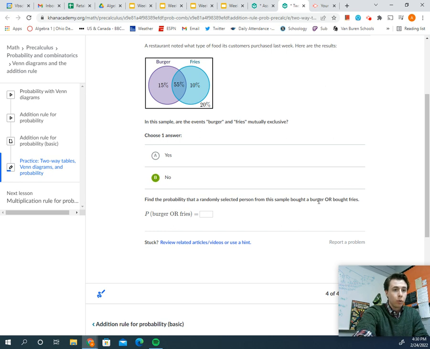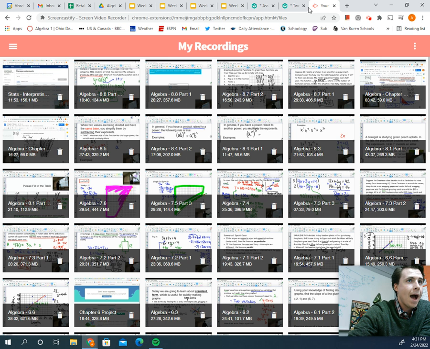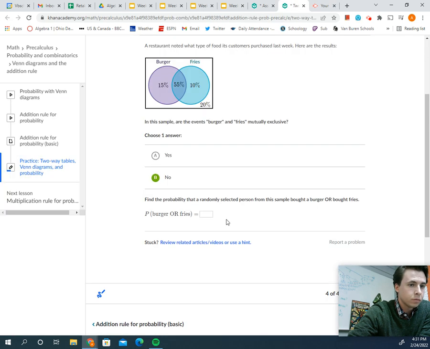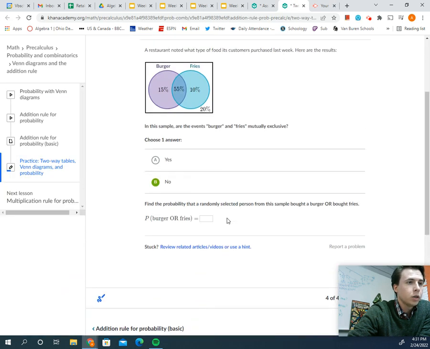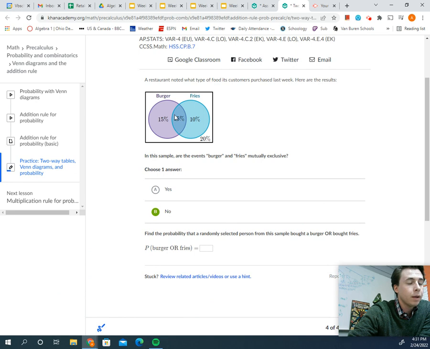Now we want to know burger or fries. Hopefully you see the similarity to the last problem. Be careful here. You cannot just add up the probability that they ordered a burger or they ordered fries. So what we're going to do is the probability they bought a burger plus the probability they bought fries minus the probability they bought both. So what's that going to look like?